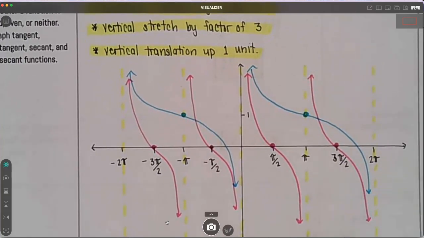Tangent has its asymptotes at the halves of pi. Cotangent has asymptotes at 0, pi, 2 pi. Tangent has asymptotes at all the halves. All right. Any questions on this one? I will leave it up there.